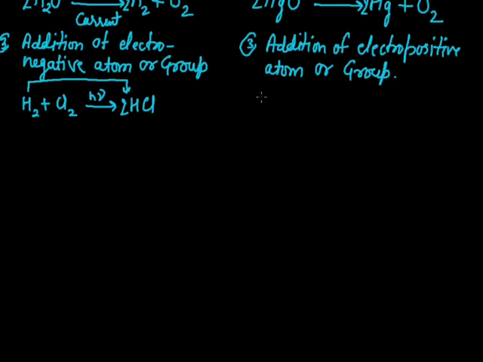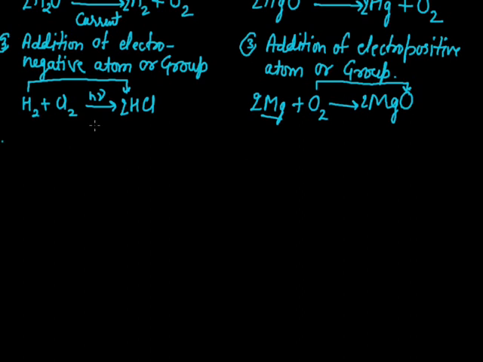So now we can take another example, Mg plus O2 forms magnesium oxide. In this reaction, put an arrow from oxygen to oxygen. Before the reaction, oxygen is free of any electropositive atom, but after the reaction magnesium oxide is formed, and oxygen is attached with an electropositive atom, because magnesium is a metal and a metal is an electropositive atom. So addition of an electropositive atom is known as reduction. So this reaction is a reduction reaction with respect to oxygen.